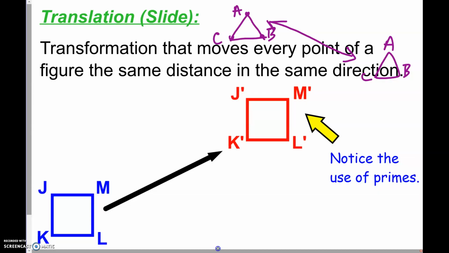So you can see that the pre-image, so here is the pre-image, this is where we're starting, is J, M, L, K. And we move it on a transformation and all the points move. So if I were to measure from J to J prime, that distance would be the same from M to M prime. And notice the image, the resulting image, has primes on it: J prime, M prime, L prime, K prime. That's how we can tell the difference between the pre-image and the image, the primes.